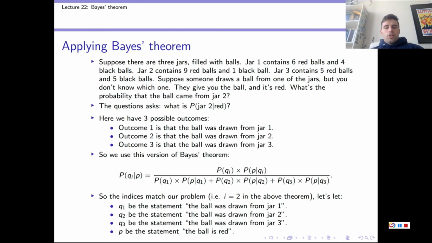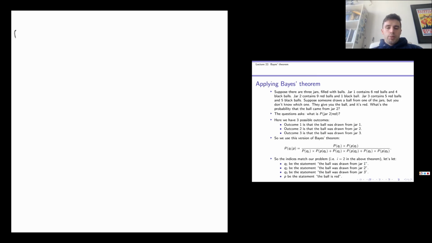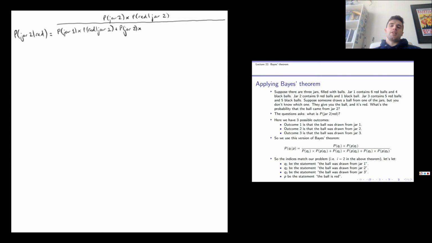So the theorem in our context tells us this, that the probability the ball came from jar 2, given that it's red, is the probability that it came from jar 2 times the probability that it's red, given that it came from jar 2, all divided by the probability that it came from jar 1 times the probability that it's red, given that it came from jar 1, plus the probability that it came from jar 2 times the probability that it's red, given that it came from jar 2, plus the probability that it came from jar 3 times the probability that it's red, given that it came from jar 3.